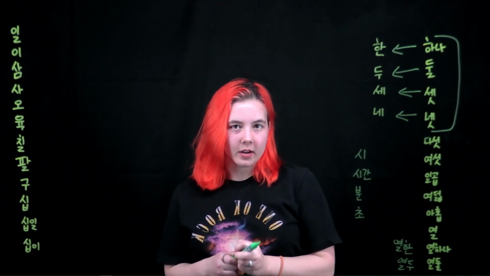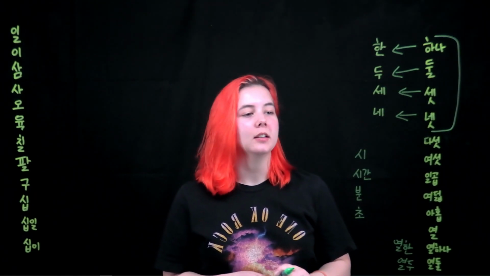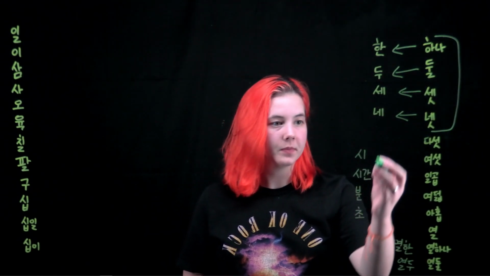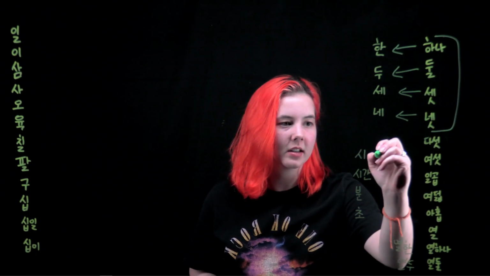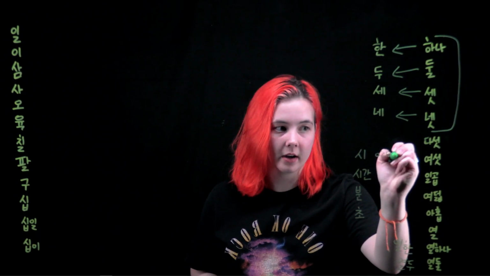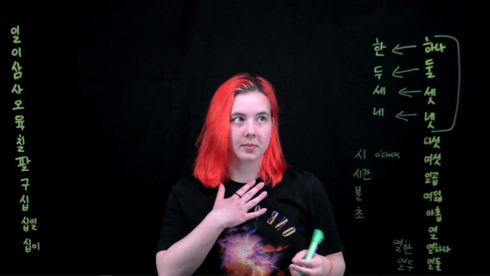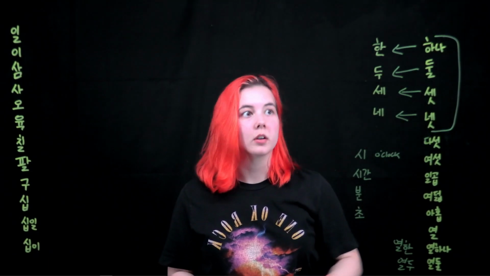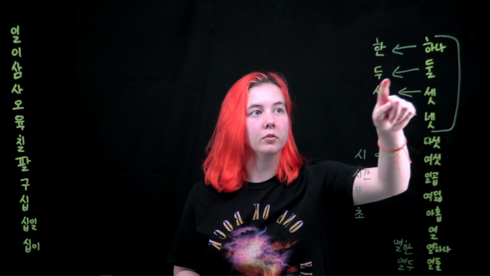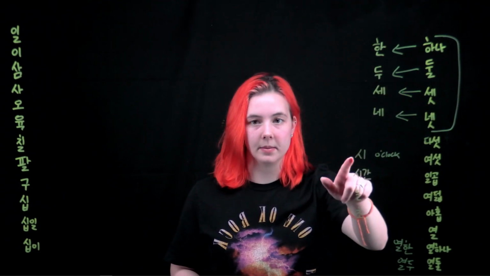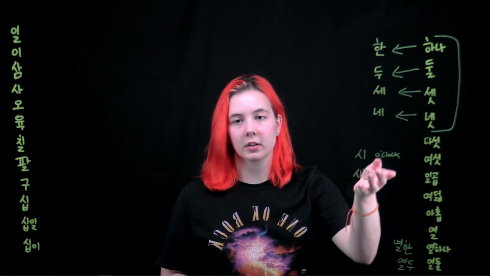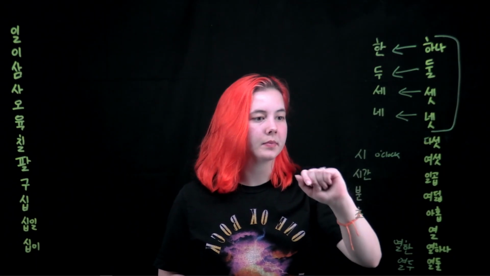We'll also need to know a couple new words before we begin, and the first one of those is 시, which refers to hours and is translated just as o'clock. So if I want to say something like 2 o'clock, we're going to use this new form of 2 and say 2시. 4 o'clock would be 4시.